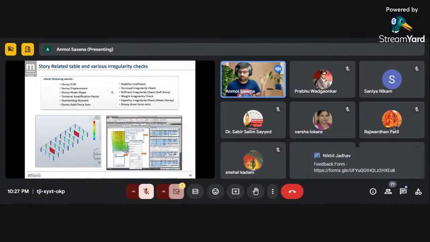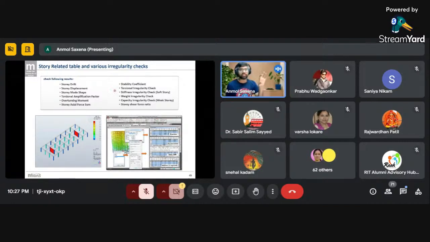Okay. So based upon the IS codes, 1893 and 16700, which is the code for high-rise structures, we can check all these checks. Like torsional irregularity check, weight irregularity check, or story shear force ratio as well.